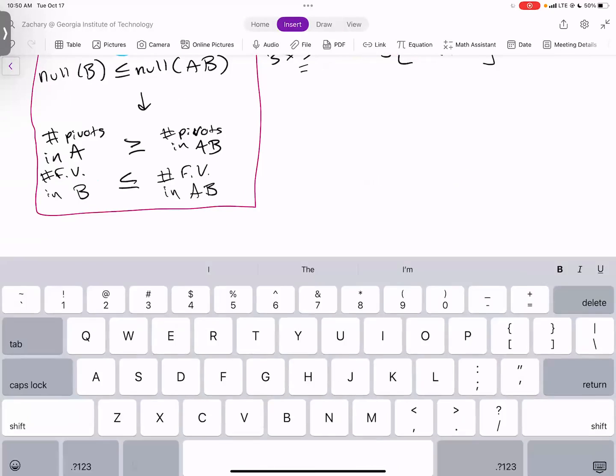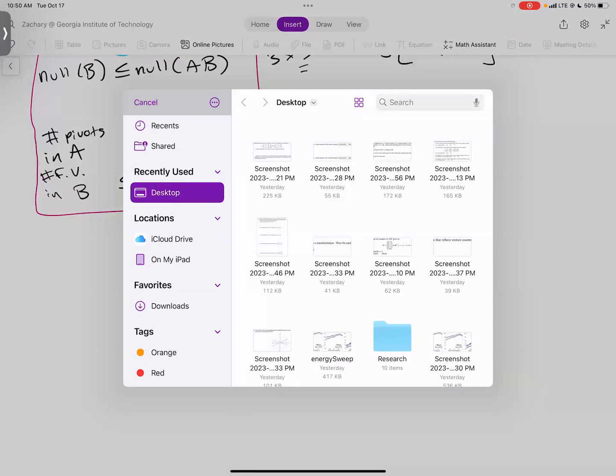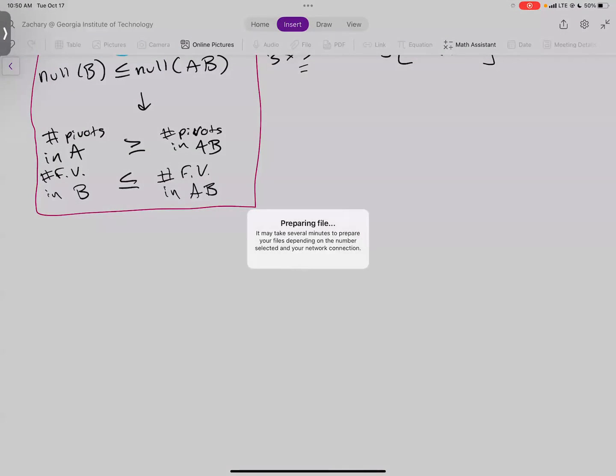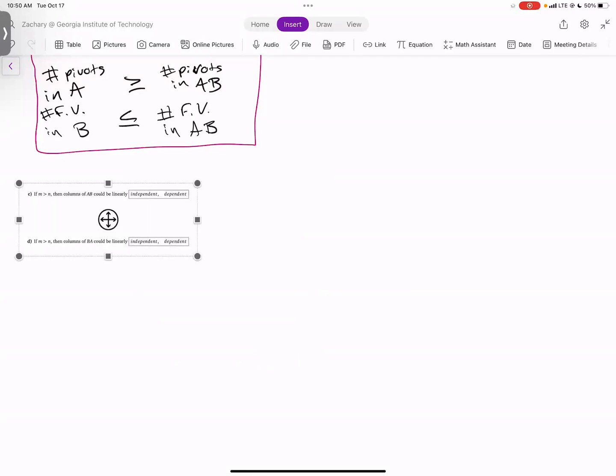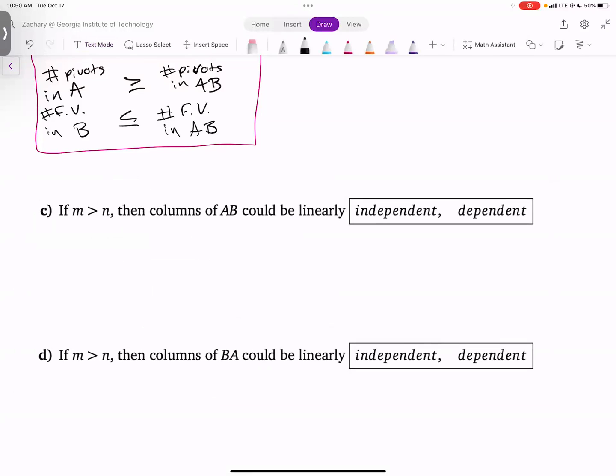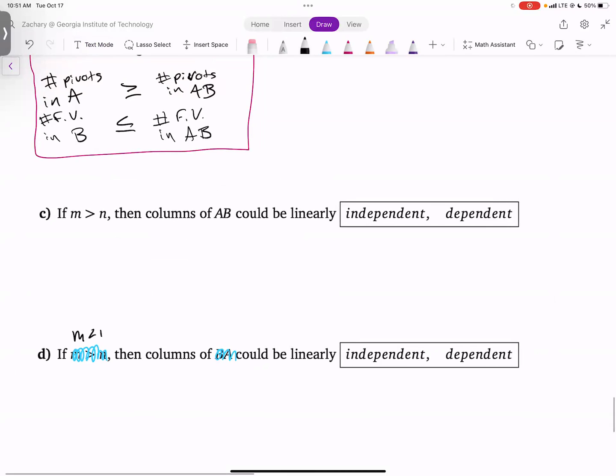We'll do one more. Actually, I'll just do this one because it ties into this really well. Okay, so I'm just going to rewrite this question, but it'll be asking the exact same thing. I'm just making it a little easier for myself. I'm going to make this m less than n, and I'm going to make this A and B. So this is given that A is m by n and B is n by m.